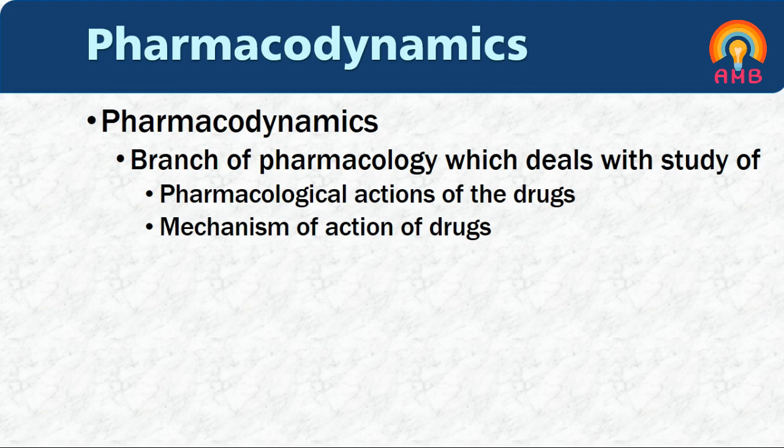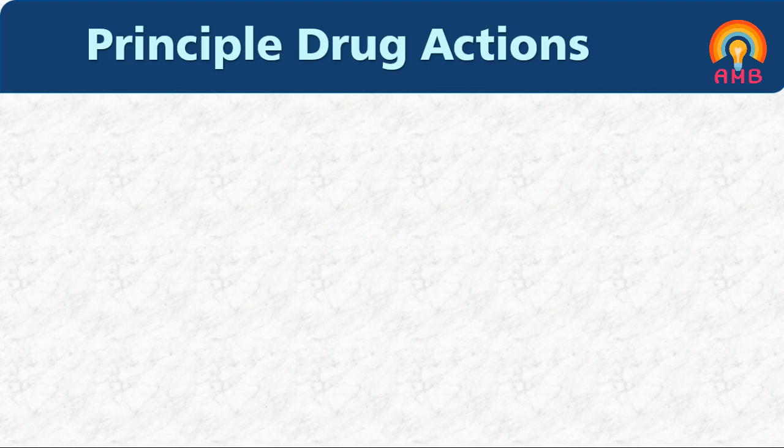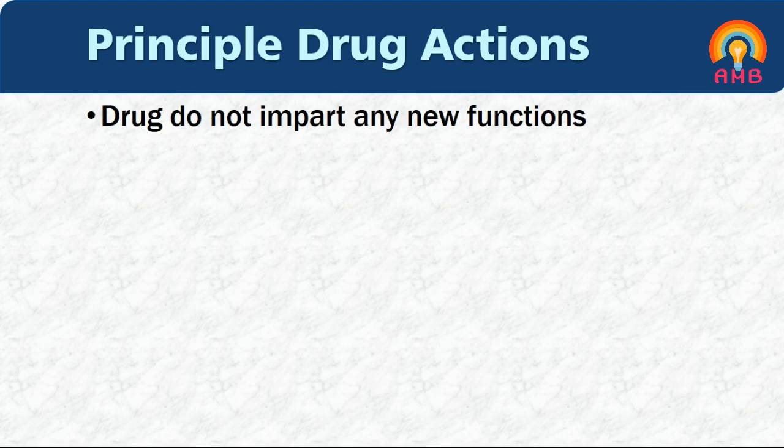So now we are going to discuss which type of effects or pharmacological actions or drug actions can be produced by a drug in general. These are nothing but principal drug actions. Whenever a drug is administered, the drug does not impart or introduce any new function to any system or organ or cell of our body. So a drug is not introducing any new function in our body.